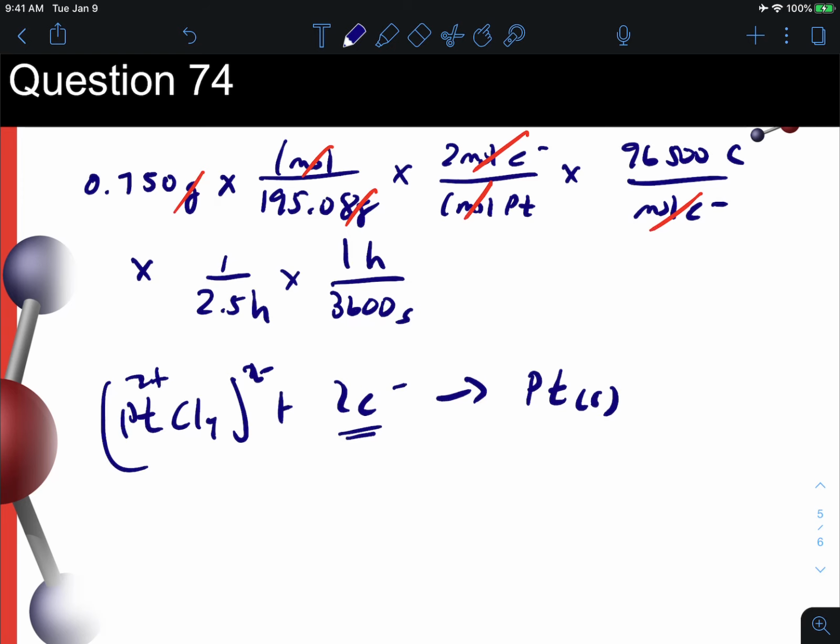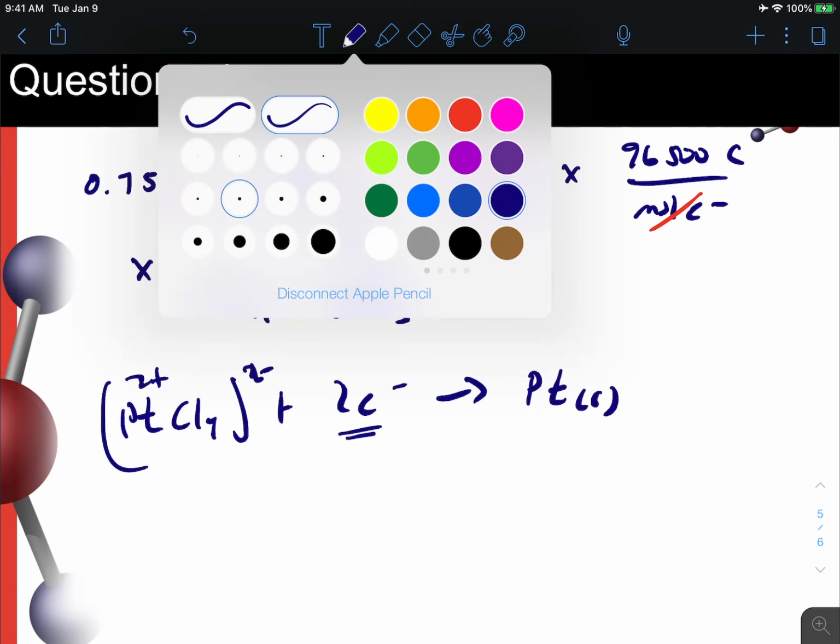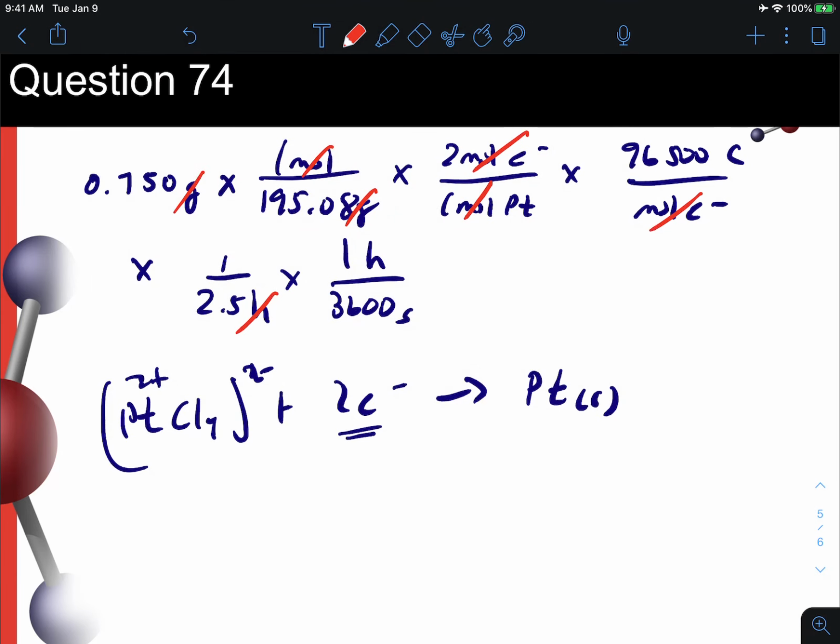Okay, and this will give you units now of, let's cross these out so we don't get confused. Hours are gone. What we get is ultimately equal to 0.082 coulombs per second, which is equal to amps. Those are the same units, and that's what the question is asking. So that's how you do one of these problems, okay?